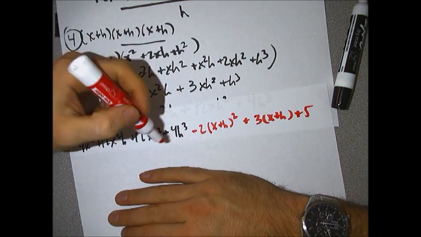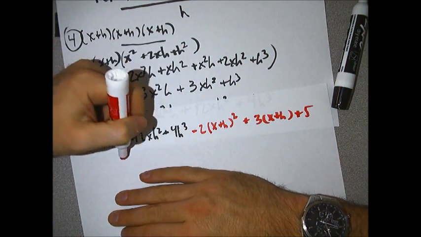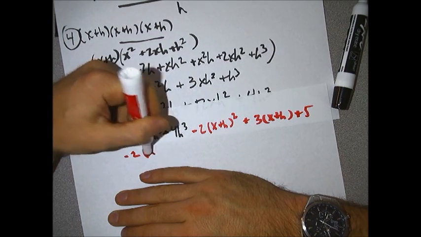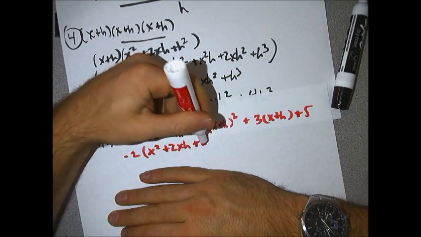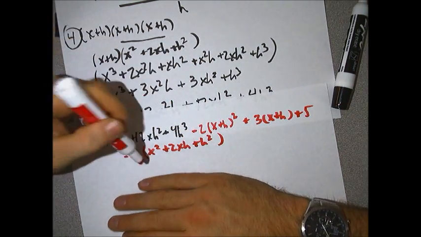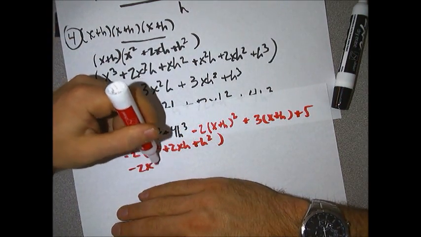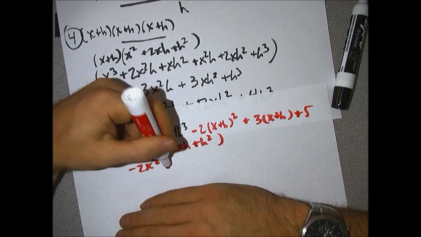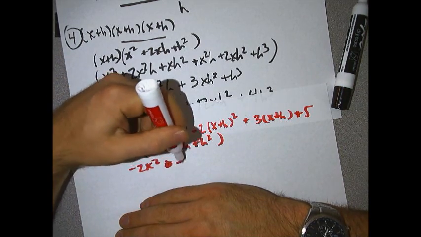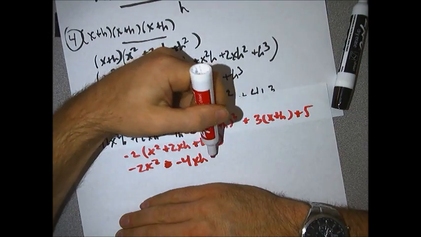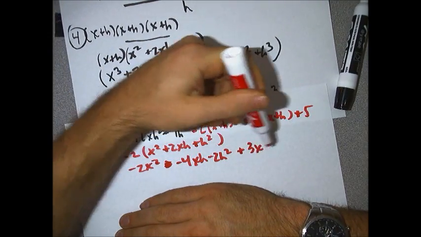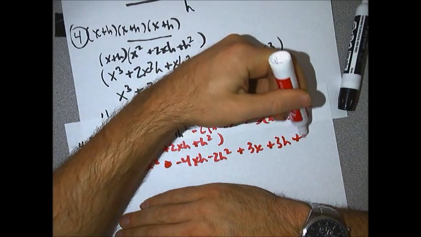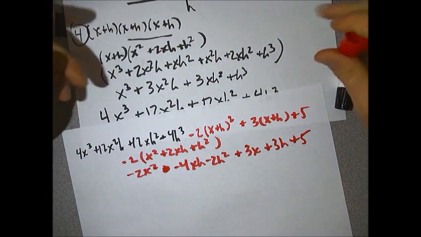Okay, so I need to do the quadratic term. So we have, let's recopy here, 4x to the third plus 12x squared h plus 12xh squared plus 4h to the third. The quadratic term now is going to be minus 2 times (x plus h) quantity squared, and the next one's plus 3(x plus h) plus 5. We still have the original after that. So the quadratic term is going to be what? Minus 2 times x squared plus 2xh plus h squared. So minus 2x squared minus 4xh minus 2h squared. Over here, plus 3x plus 3h plus 5. We still got to get the original in there, right?